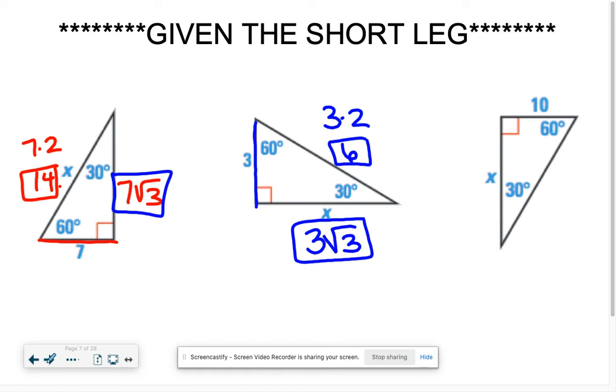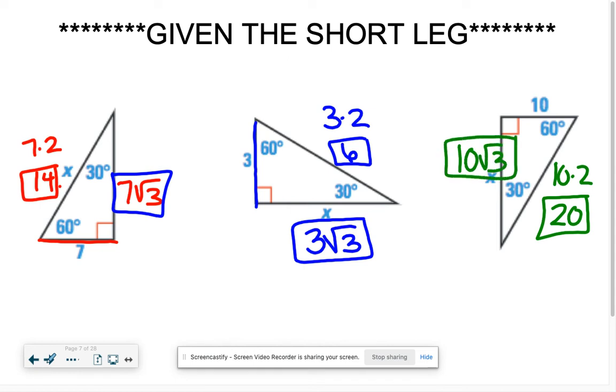Do we have to simplify given the hypotenuse? No. It's fun. Okay, what did you guys get for your hypotenuse here? Your hypotenuse. 20. You double it, so 10 times 2 is 20. And then what did you get for your long leg? 10 root 3. Woohoo! Were we close? Yes.